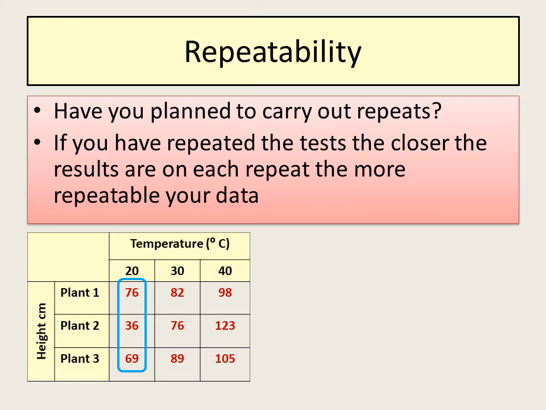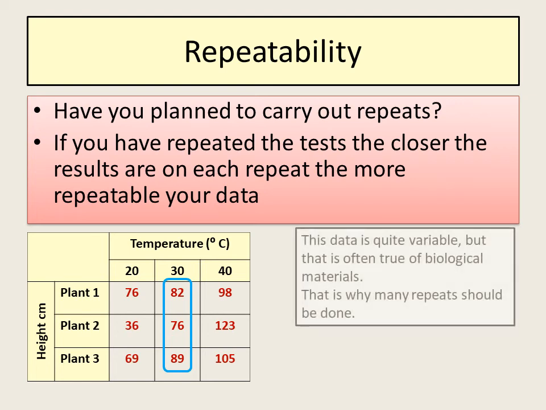So you could say that this data for the 20 degree is not very repeatable. If on the other hand we look at the 30 degrees, the data is much closer together. It ranges from 76 to 89, which although is different, isn't as big a difference as at 20 degrees. And then at 40 degrees, again, a bit of a spread of data.